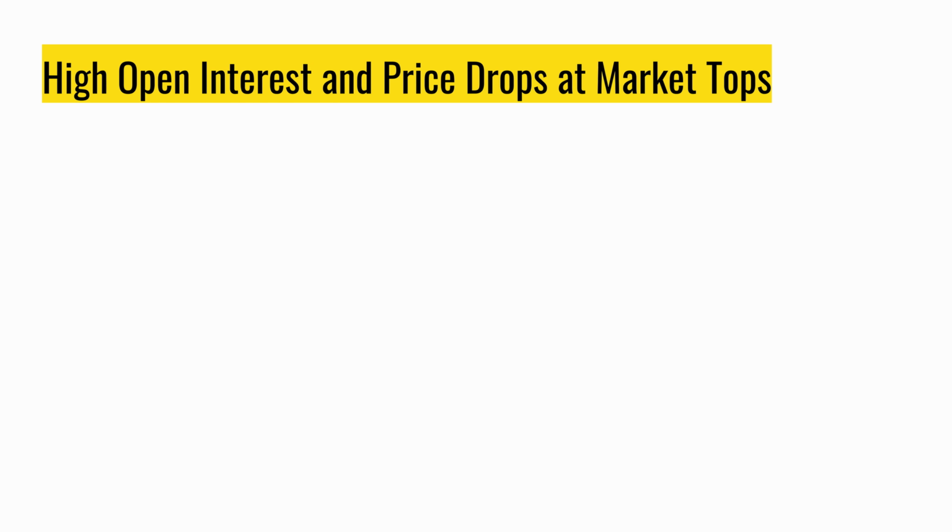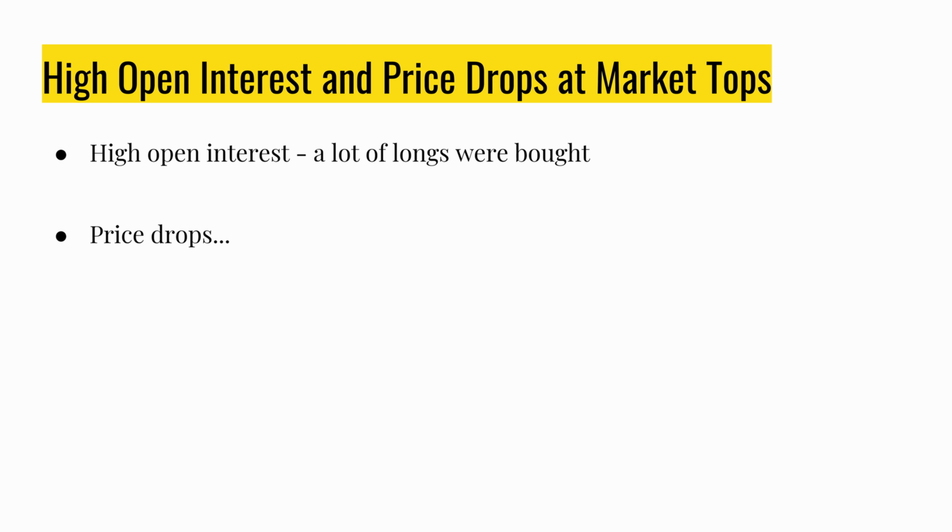Now, what happens when there is an unusually high open interest and price drops and market tops? A high open interest would mean that a lot of longs were bought as we are at market tops and people would naturally go long in an uptrend. However, what happens when price drops?